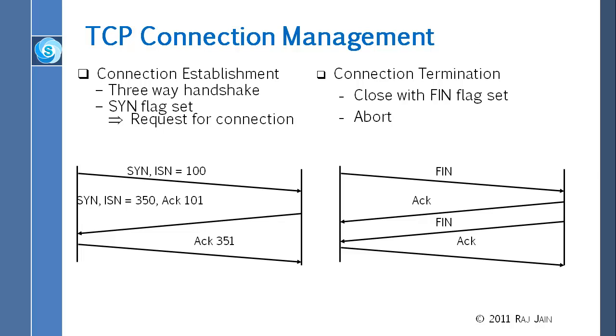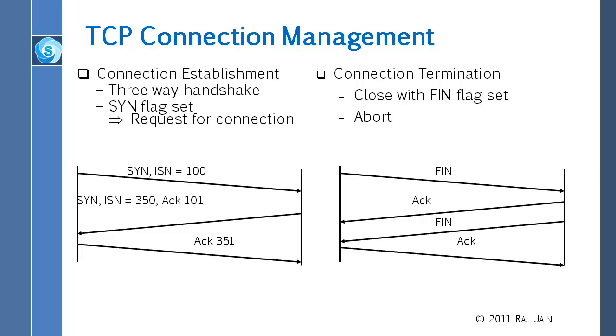Then when B accepts it, it sends a packet which says SYN, synchronize. I want to start a connection to you, and that means I accept your request. My initial sequence number is going to be 350. I am going to start counting from 350. My first byte will be 350, and ACK 101 means I got everything up to 100, and I am expecting 101. Hopefully there was a byte 100 there. It could have been that there were 100 bytes, then we'll say 201.